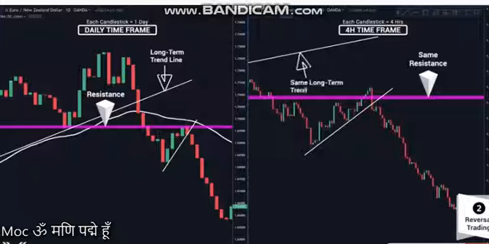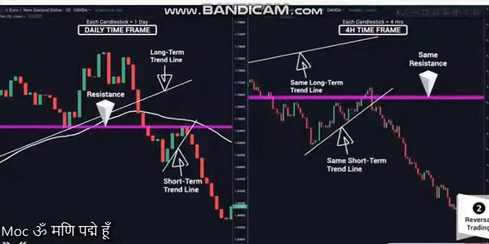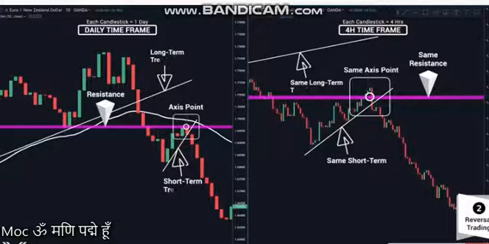Here's the same long-term trend line. Here's the daily short-term trend line. Here's the same short-term trend line. And here's your access point. Here's the same access point.